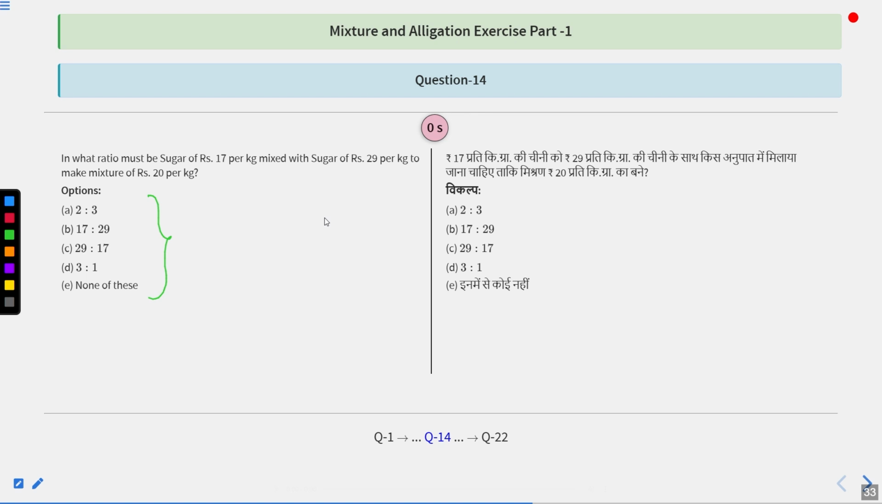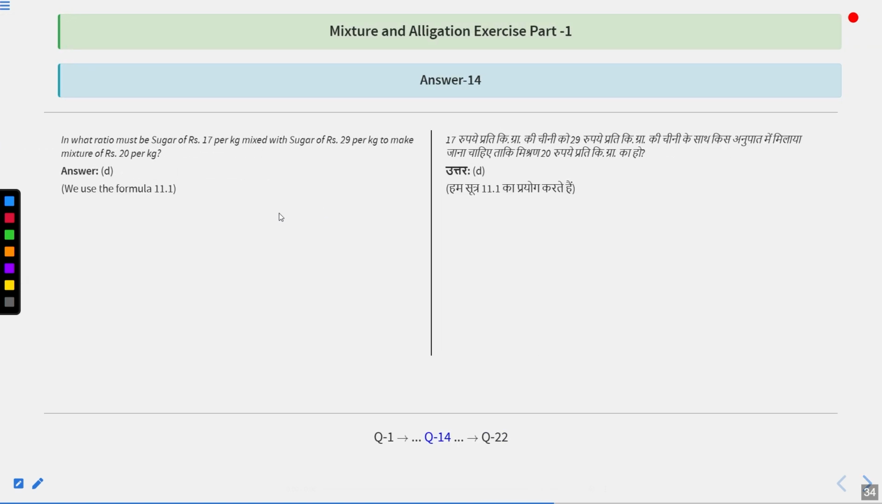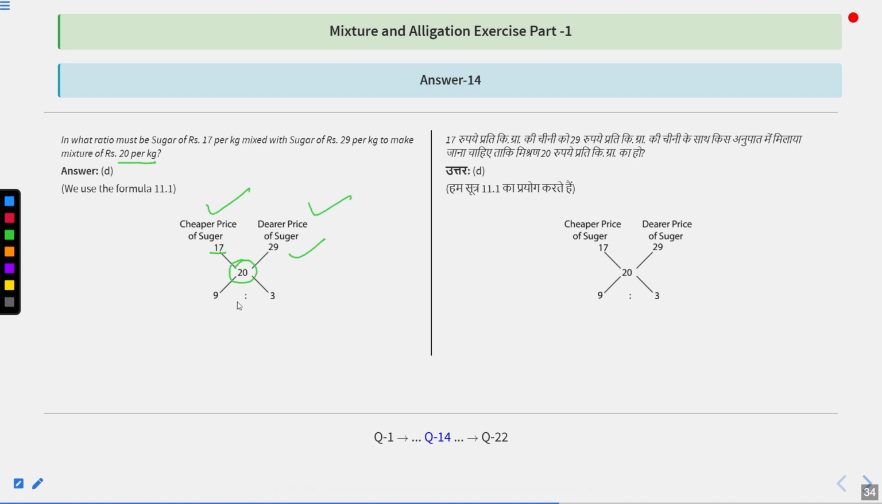Now time's up. Let's see the solution. The question says 17 rupees per kg sugar and 29 rupees per kg sugar. When we mix them, the average price is 20. So the cheaper price of sugar is 17, the dearer price of sugar is 29 and the mean price is 20. So the ratio becomes 9 ratio 3. When we calculate it, we get 3 ratio 1. So D is the correct answer.